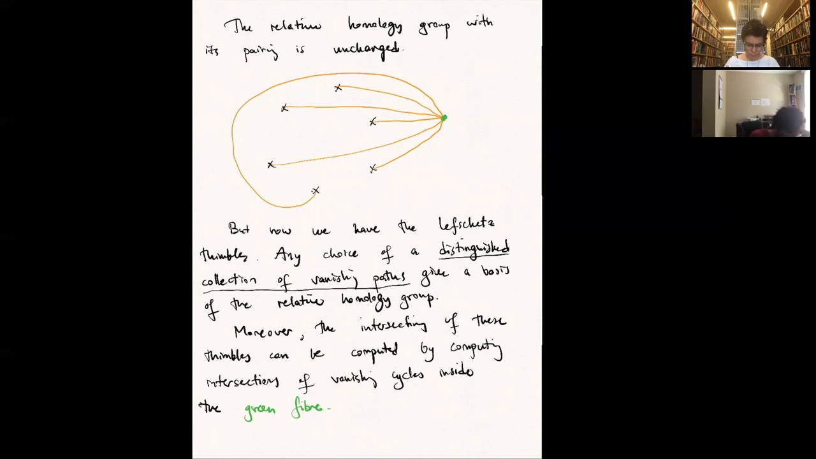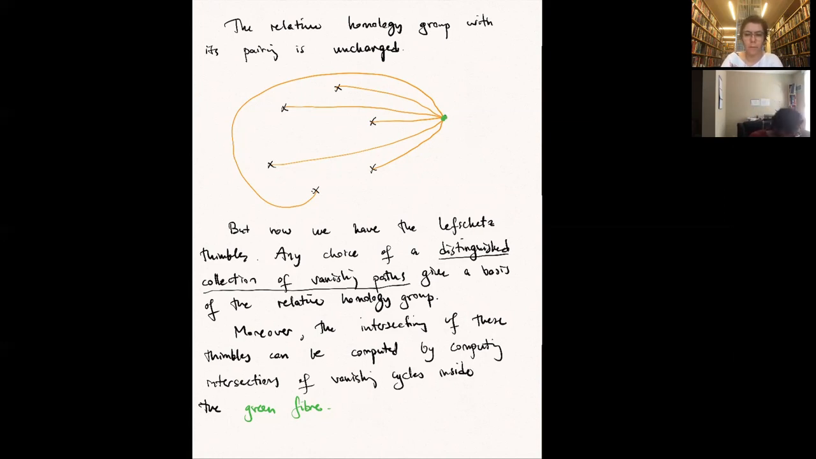Now that I perturbed and obtained these Morse type singularities, I can construct some elements of this relative homology group, which are given by Lefschetz thimbles. From each of these critical points, I can take an embedded path that doesn't intersect any of the other critical values and ends at a regular point, this green point. To that, I can associate a relative homology cycle given by the Lefschetz thimble.